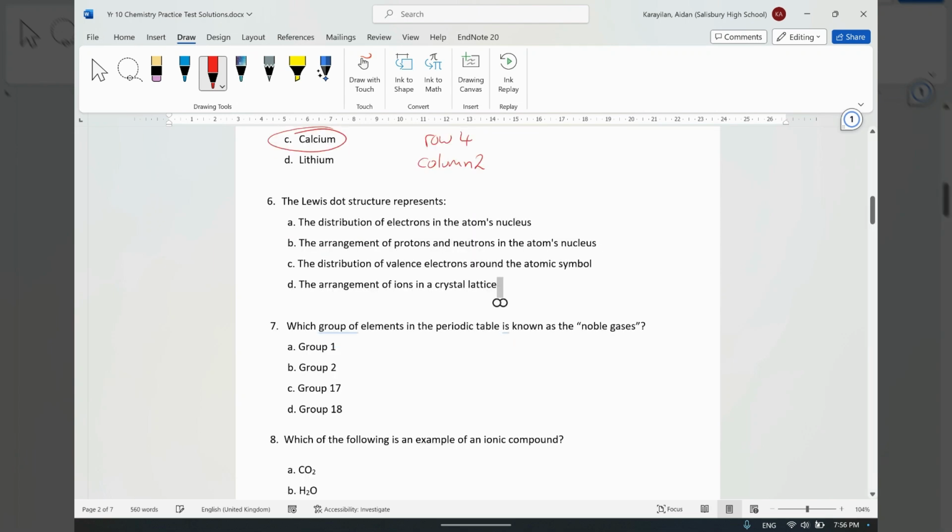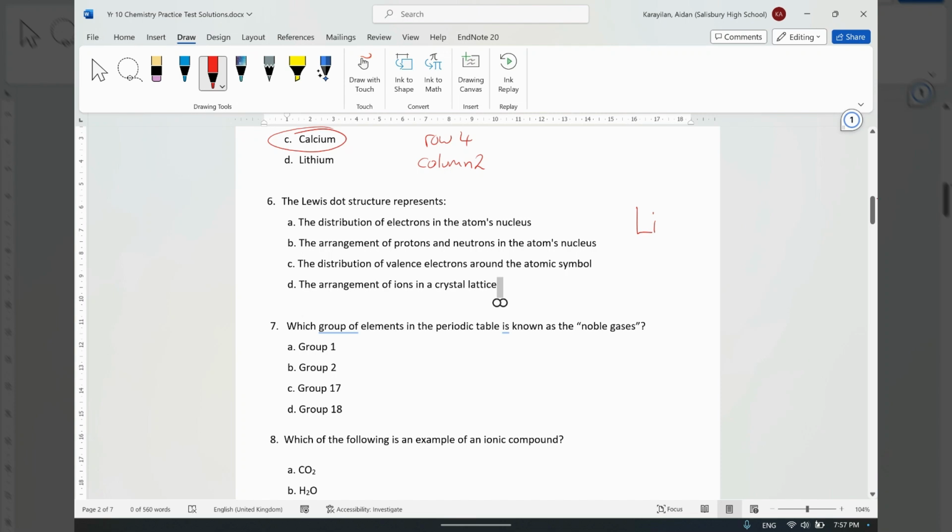Okay, now, question 6. The Lewis dot structure represents the distribution of electrons in the atom's nucleus, the arrangement of protons and neutrons in the atom's nucleus, the distribution of valence electrons around the atomic symbol, or the arrangement of ions in a crystal lattice. So we'll go back and just try and remember what a Lewis dot structure is. It involves the symbol. So let's pick a random element, let's pick lithium, and you need to have the atomic symbol there. Then the next thing you do is you put in the number of electrons in the outer shell.